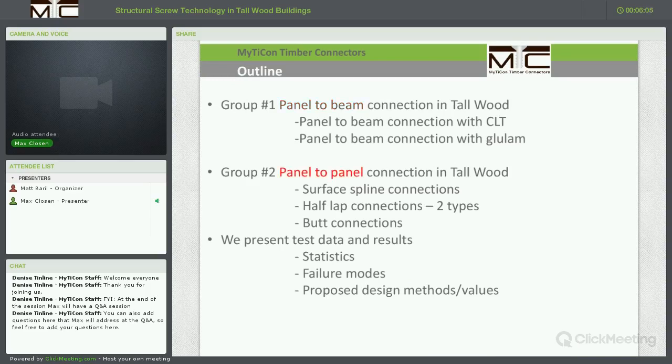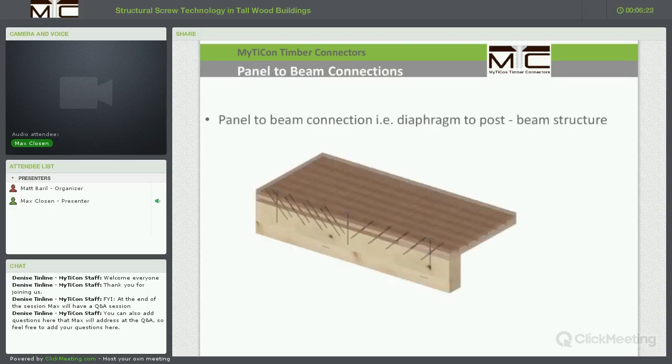In the second phase, we will look at the panel to panel connections, which can be for shear walls or roof or floor diaphragms. We will give a quick outlook on the statistics that we obtained from the testing, obtained failure modes, and some of the proposed values for design methods.